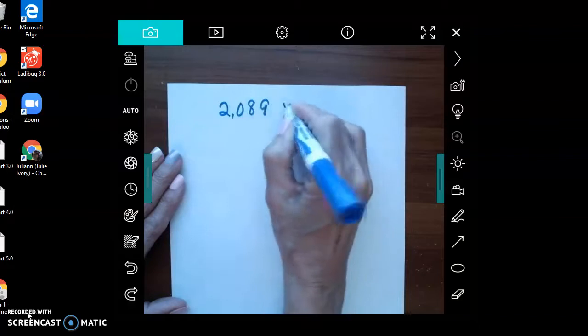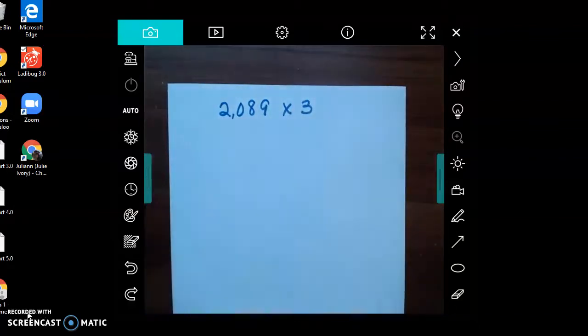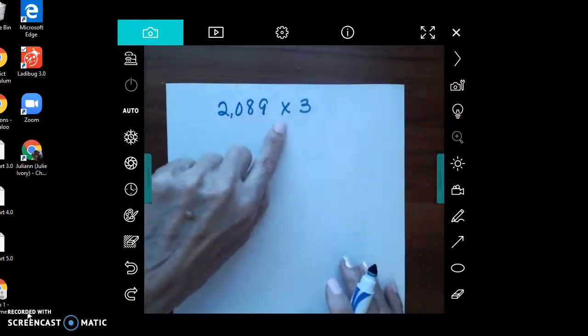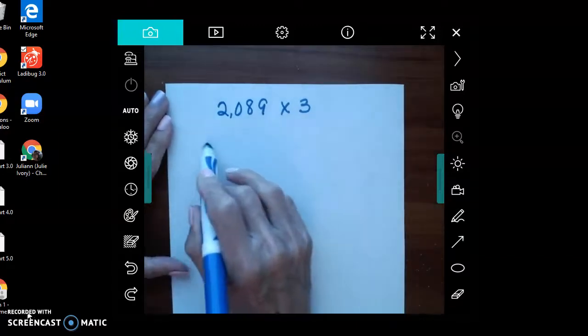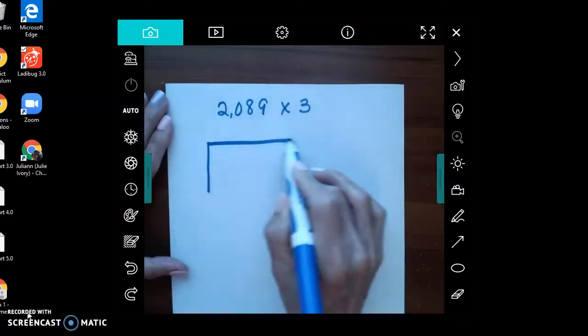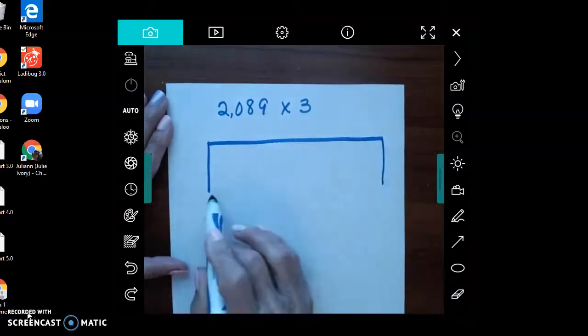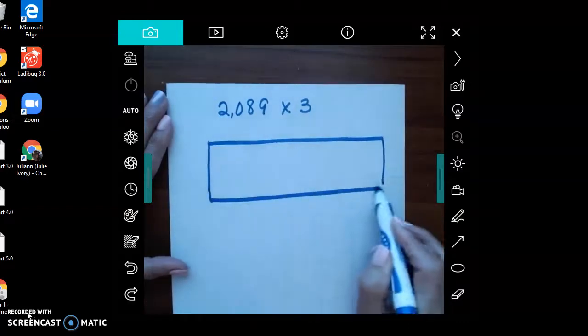2,089 times 3. Okay, so we have 4 digits by a 1-digit factor. So pause the video and draw your area model and label your 2 factors. All right, you're back. Hopefully this one's going to be a lot longer because we have 4 digits.